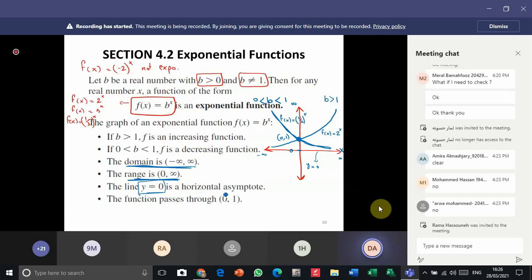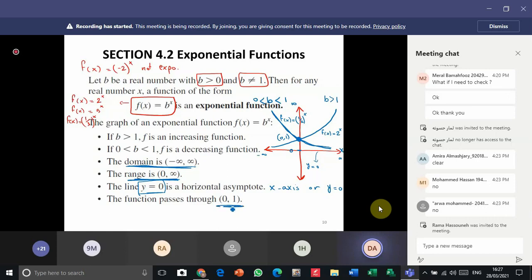Then the horizontal asymptote is the x-axis, or y equals 0. This is the horizontal asymptote. Horizontal asymptote means the exponential function gets close to this horizontal line, but does not intersect it. So we cannot find a negative value of the exponential function. The range is from 0 to infinity, so all the values of f of x in an exponential function are positive.